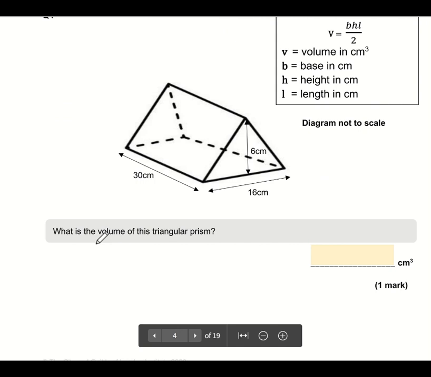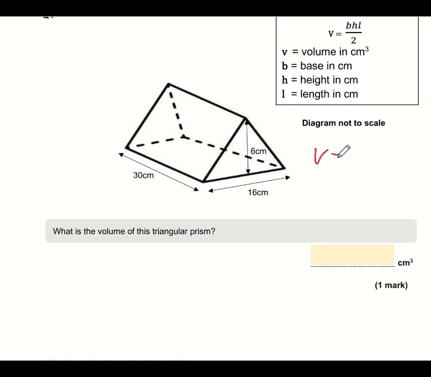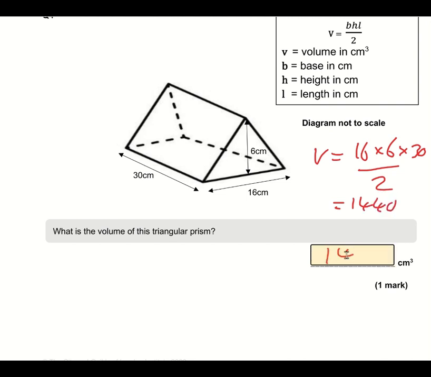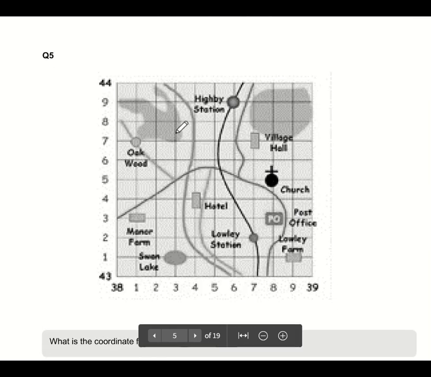Okay, so question number 4, we've been given the formula V equals BHL over 2, where B is the base, H is the height, and L is the length. So the volume is going to be the base, which is 16, times the height, which is 6, times the length, which is 30, and all of that divided by 2, and that works out to 1,440. There we are.